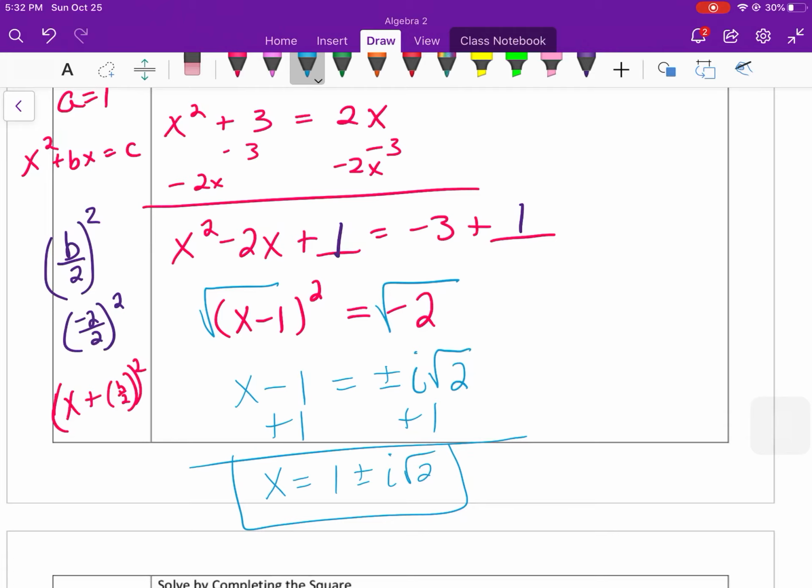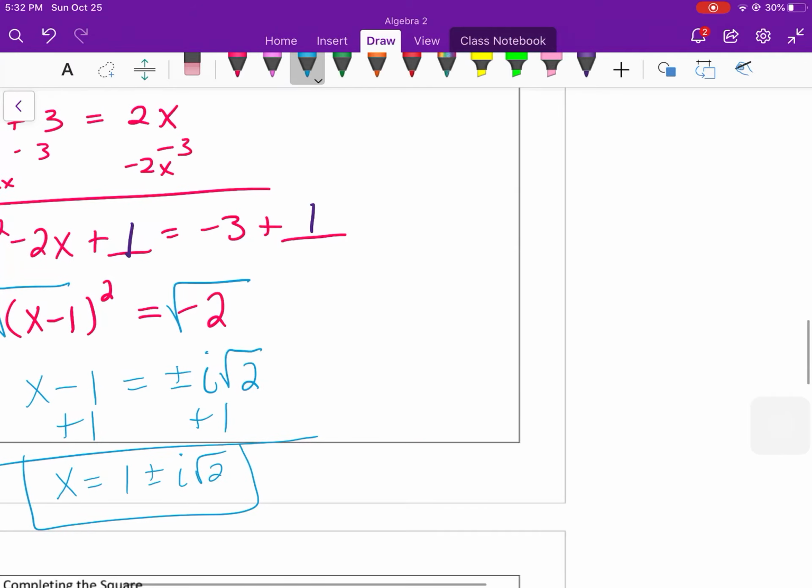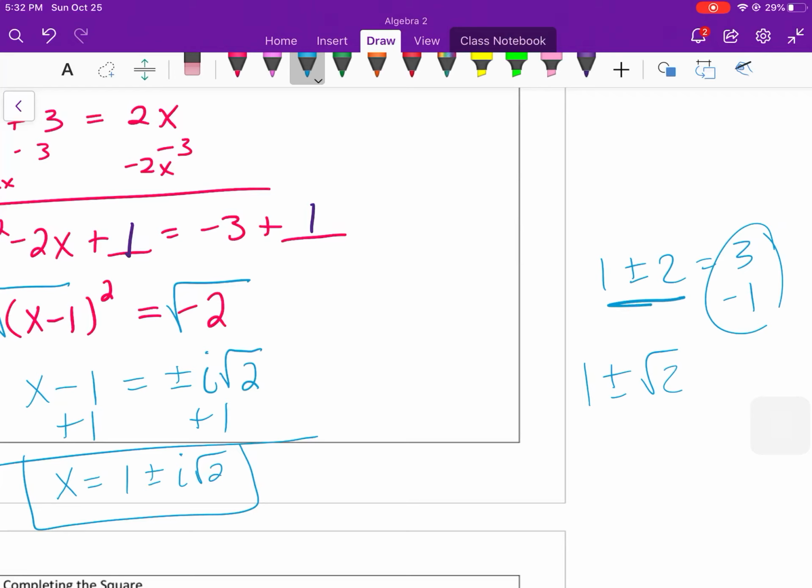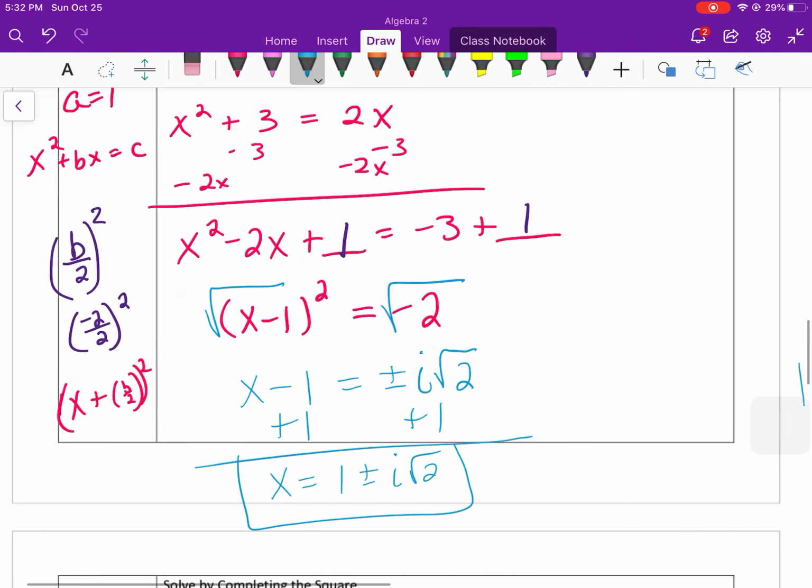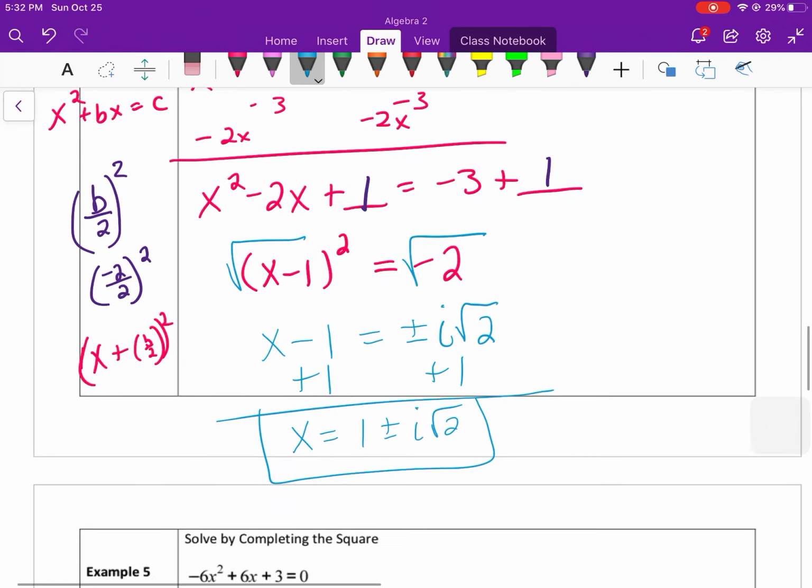If we had two integers, like 1 plus or minus 2, remember, then our answers are 3 and -1, because we would combine those. If it is 1 plus or minus the square root of 2, you can leave it. If it's a real and imaginary, you leave it. So you only combine them if they're both integers, and you can combine like terms then.